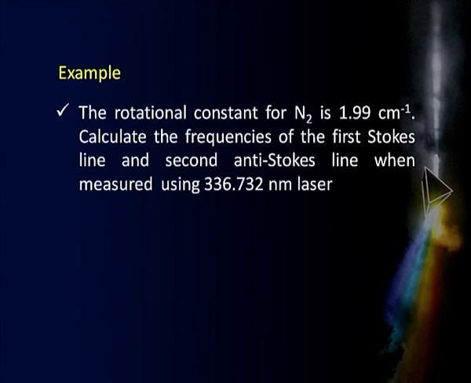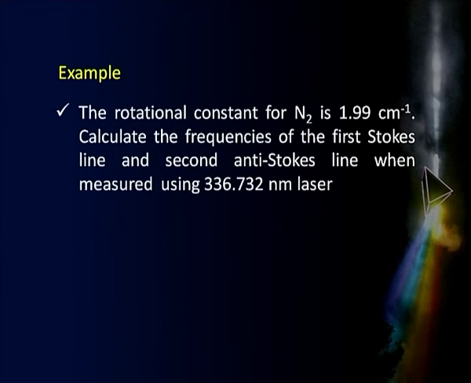Let us quickly take an example here. The rotational constant for the nitrogen molecule happens to be 1.99 centimeter inverse. Our task is to calculate the frequencies of the first Stokes line and the second anti-Stokes line when measured using a laser having a wavelength of 336.732 nanometer.